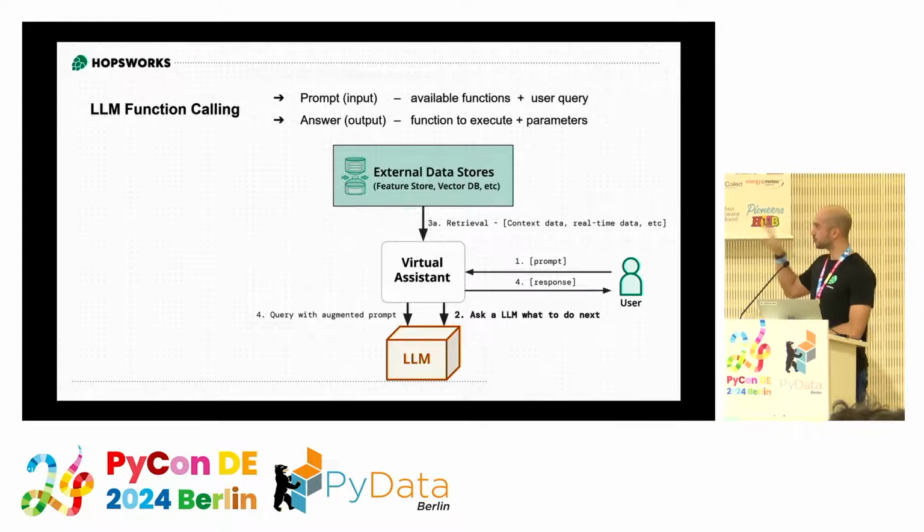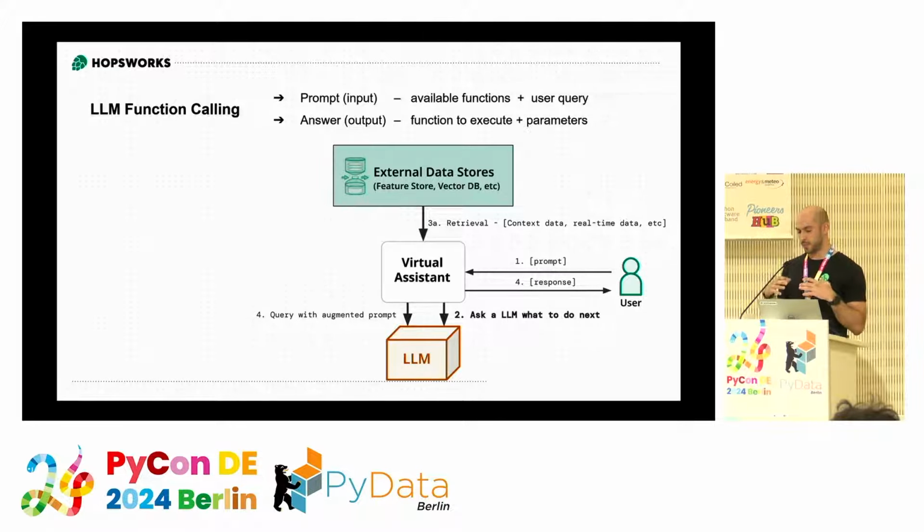So for example, extending the example before, in this case the virtual assistant, instead of going directly to the external data source, first asks the LLM if there is some information that is needed. The LLM will answer, yes, the user is asking, for example, about the table tennis championship, and then the virtual assistant can go and retrieve the latest information about this championship and include it in the prompt to ask again for an answer for the user.